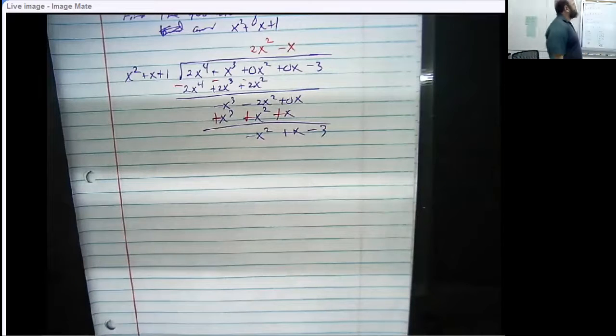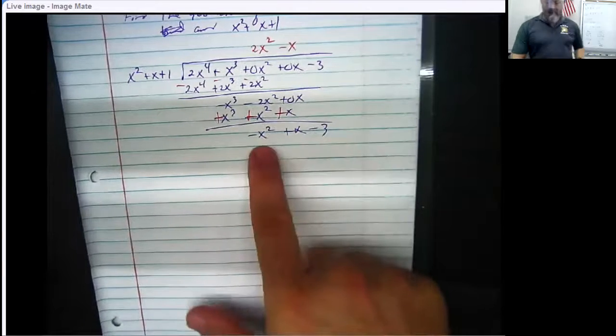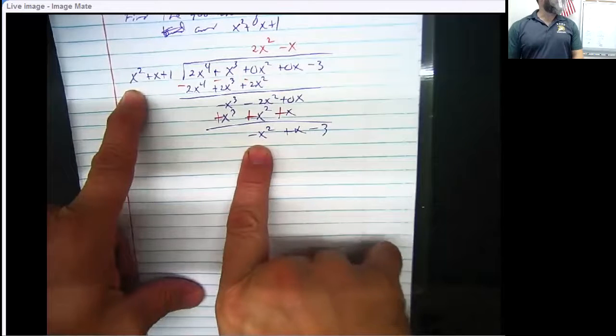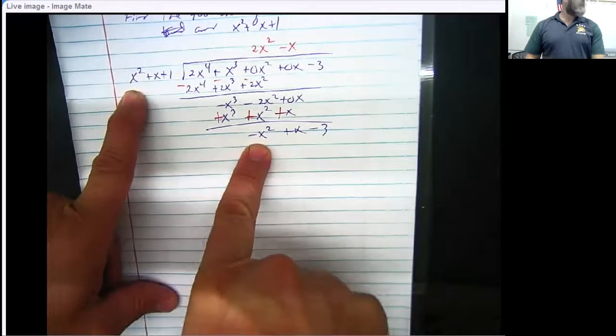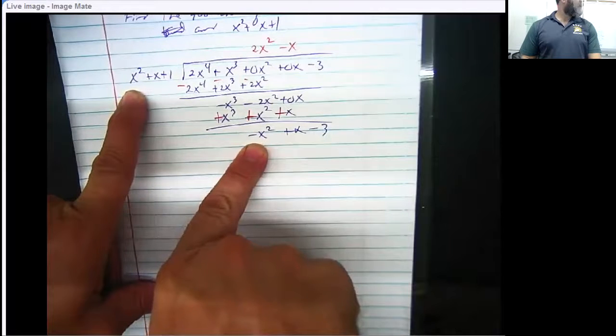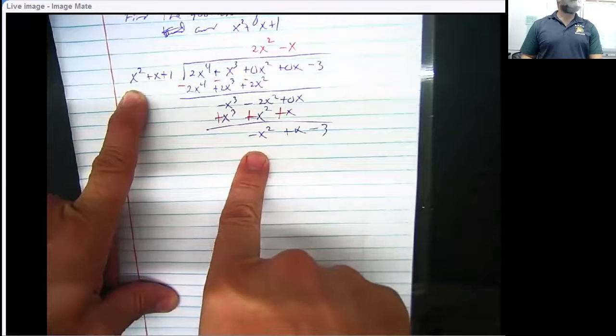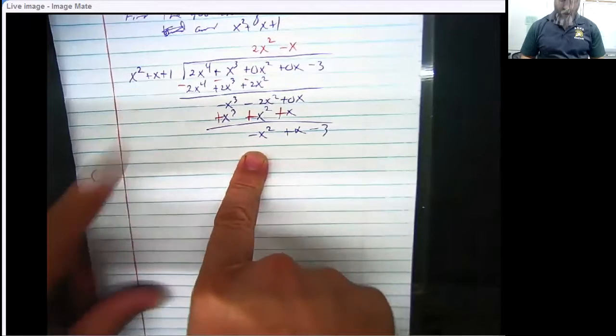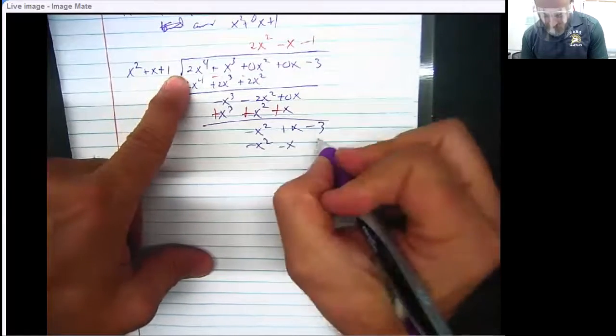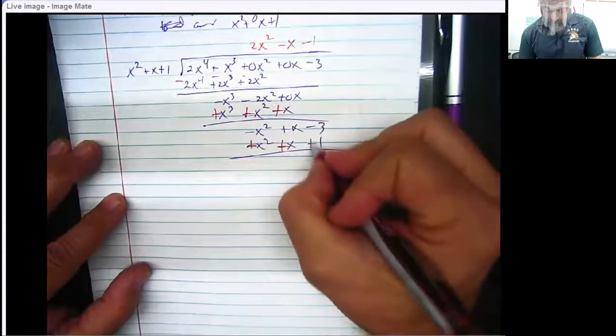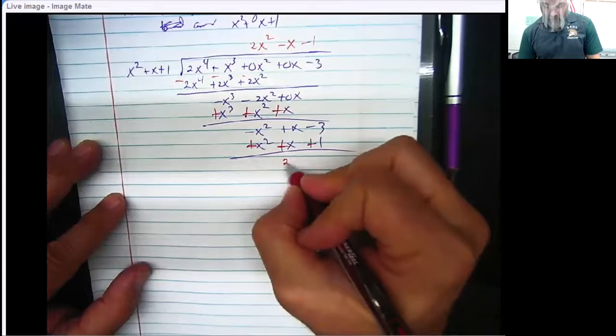What's the last piece to get into negative x squared? What do I need so that I get negative x squared? What would I multiply by x squared to get negative x squared? A negative 1, which is going to be negative x squared. It's going to be a negative x. It's going to be a negative 1. And I go in, I change all my signs. And I got 2x minus 2.